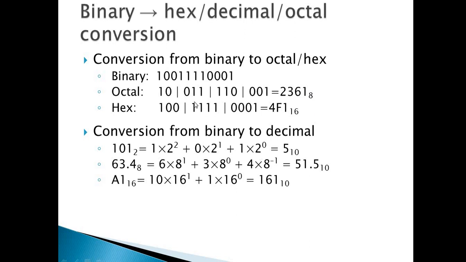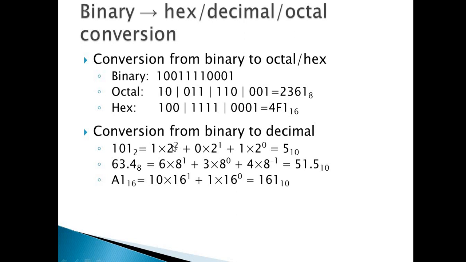While converting from binary to hexadecimal, we'll form groups of 4 digits together, as 16 is equal to 2 raised to 4. So we'll form groups of 4, starting from the least significant bit. So we'll get 1000, 1111, then 001, and its equivalent will be 4F1 base 16.